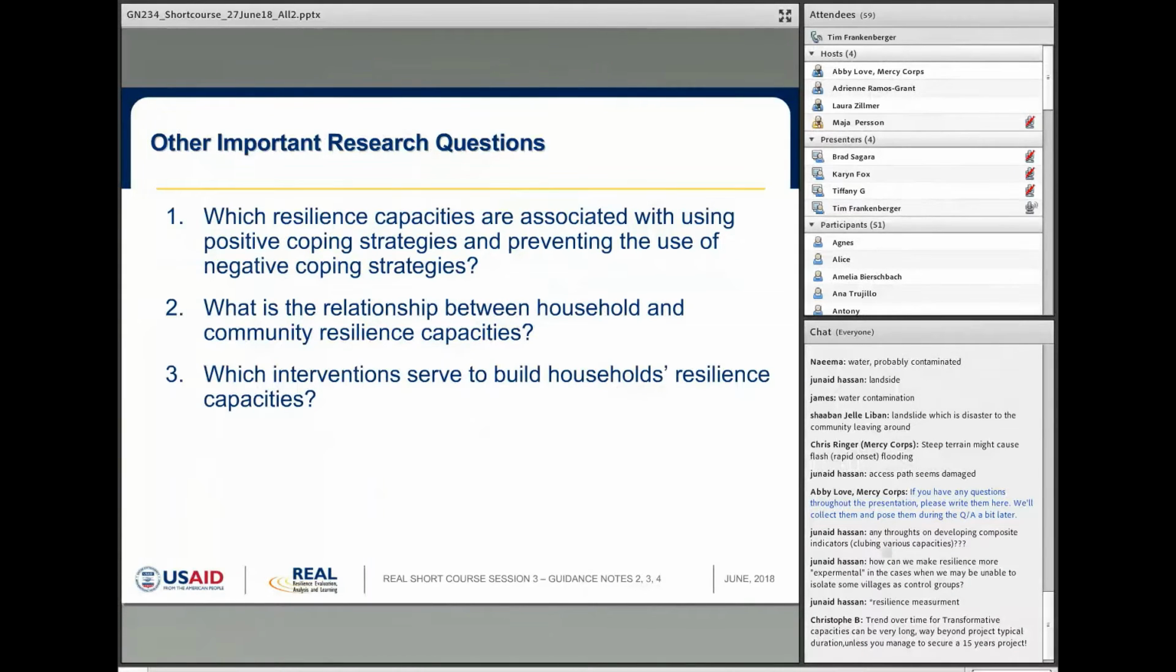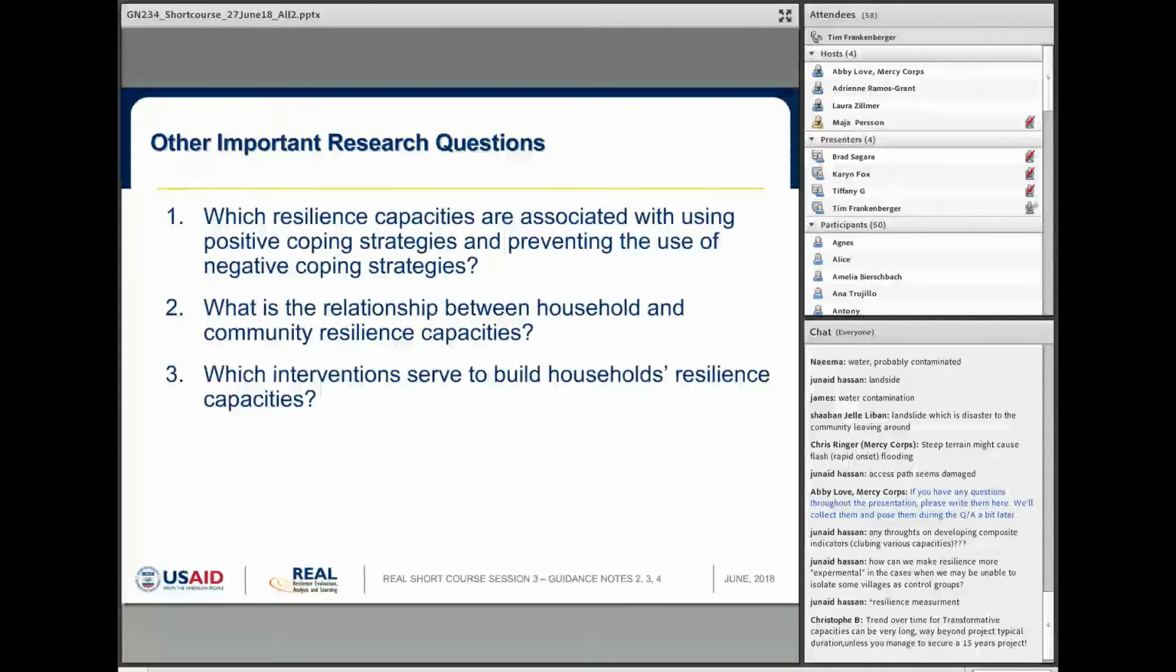Other important research questions. We want to know, for example, which resilience capacities are associated with using positive coping strategies and preventing the use of negative coping strategies. What we found in some of our recurrent monitoring work in Ethiopia was that some of the capacities people had prevented them from turning to negative coping strategies, like pulling their children out of school, cutting back on the foods that they were eating, or getting into debt to manage the shocks. So we want to know, how do we make sure that people aren't turning to these negative coping strategies that have long-term negative effects on households' recovery?